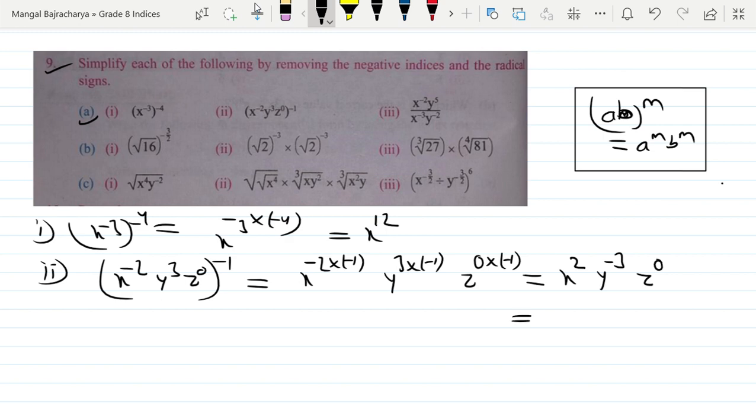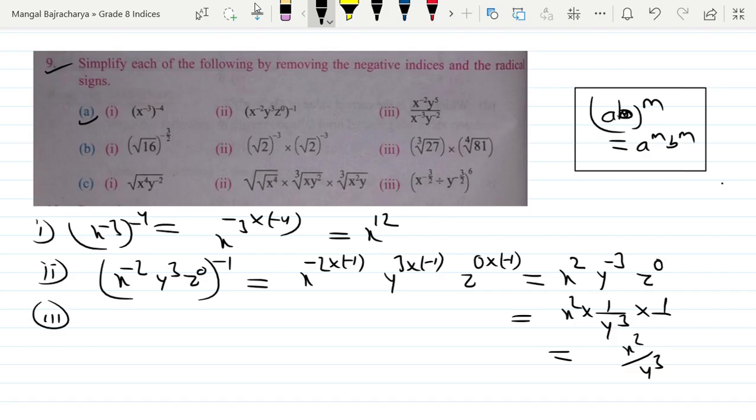And then you get x square into y power minus 3, that you make a reciprocal, and 1 by y power 3 you get, and z power 0 is 1, sorry, 1, and 0 I wrote. So here x square divided by y cube you get, so that's it. So that's number second.